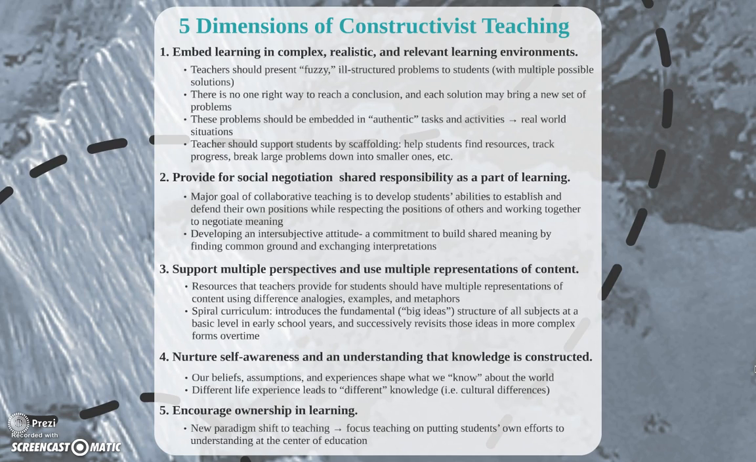The second one is to provide for social negotiation and shared responsibility as a part of learning. This consists of developing an intersubjective attitude where students are encouraged to develop their own positions, but also respect the positions of others. The third one is to support multiple perspectives and use multiple representations of content. This means showing examples, allowing students to gain a grasp of what success looks like.